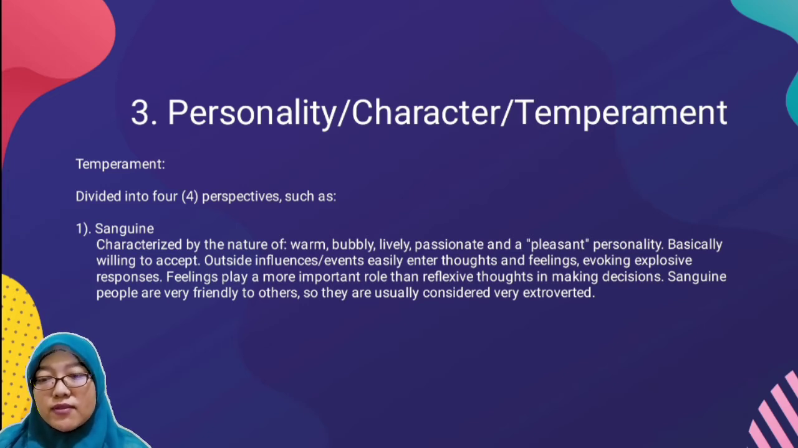Temperament. Temperament is divided into four perspectives. The first is sanguine, characterized by a warm, bubbly, lively, passionate, and pleasant personality, basically willing to accept outside influences or events, which easily enter thoughts and feelings, evoking explosive responses. Feelings play a more important role than reflexive thoughts in making decisions. Sanguine people are very friendly to others, so they are usually considered very extroverted.